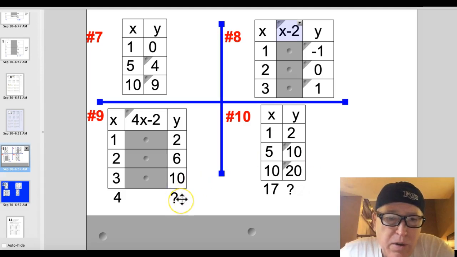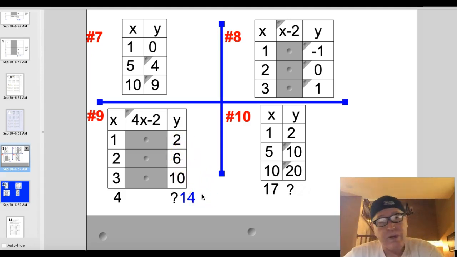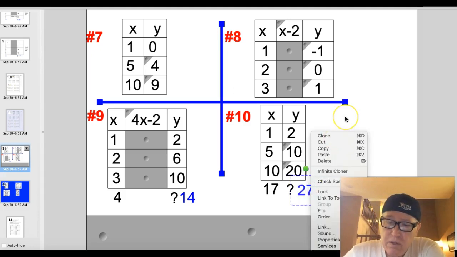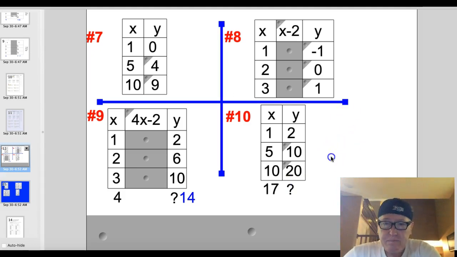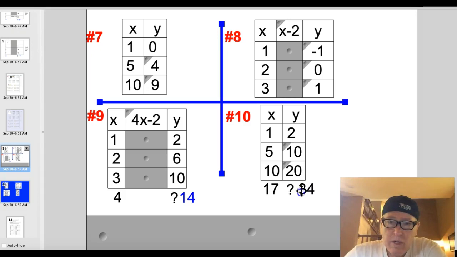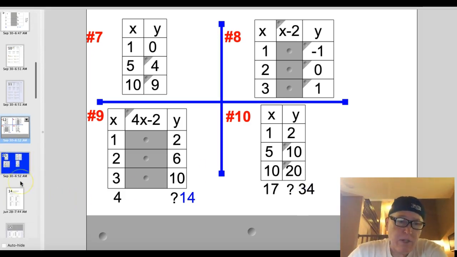Down here, I gave you the function. All you have to do is plug it in. 4 times 4 is 16. Minus 2 is 14. But look at 2, add 4, add 4, add 4. Oh, we didn't even need the function. Okay. Oh, these numbers are all over the place. 1 to 2, 5 to 10, 10 to... Oh, it's just doubling though, right? So this is going to be... That's the wrong number. This one's going to be 34. Got the wrong one.